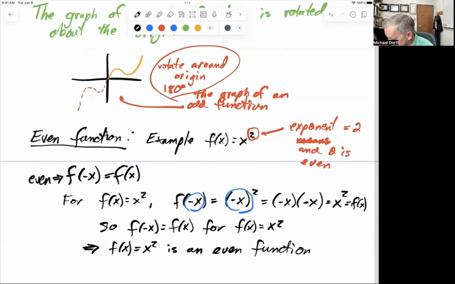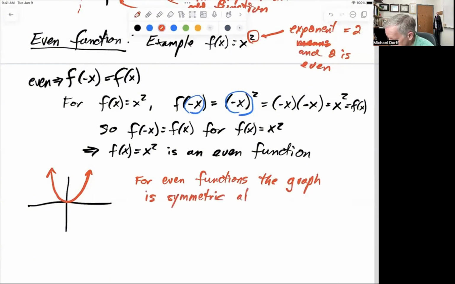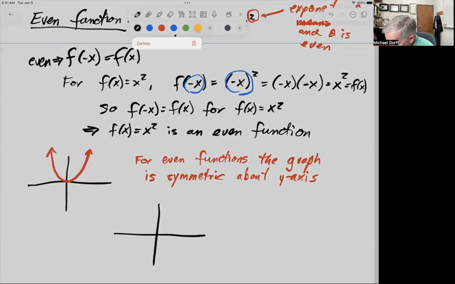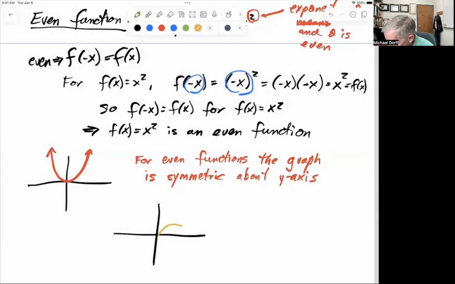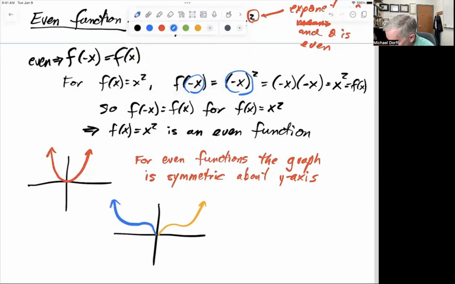And what does the graph of f of x equals x squared look like? It is the parabola. What happens for even functions is the graph is symmetric about the y-axis. And what does that mean? If I have a function that looks something like this, and it's symmetric about the y-axis, then it's going to look like this. I have a mirror image of the right half.